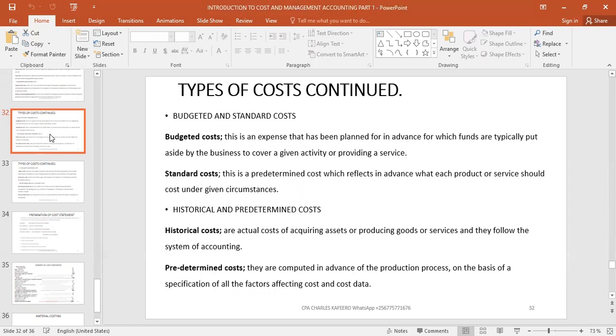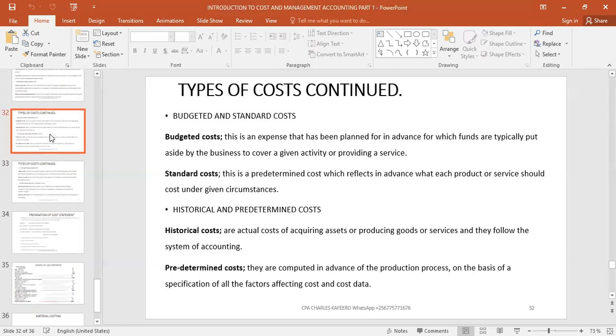Then I can proceed to the next one, which is the historical and predetermined costs. Remember, we talked about these costs when you were handling cost classification. For these historical costs and predetermined costs, we say those are classification on the basis of time. These historical costs, I mean, they are costs which were incurred a long time ago, but these predetermined costs, those are future costs.